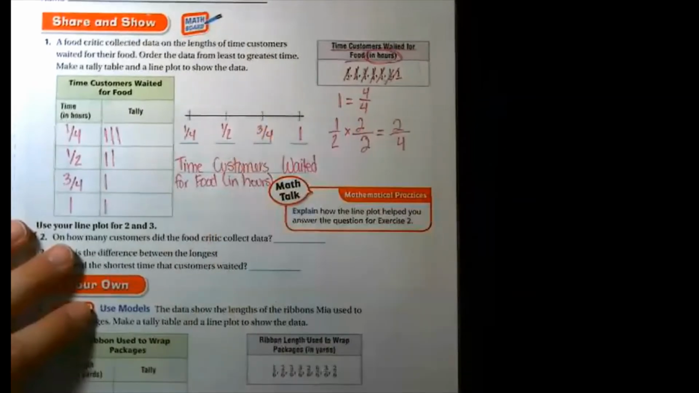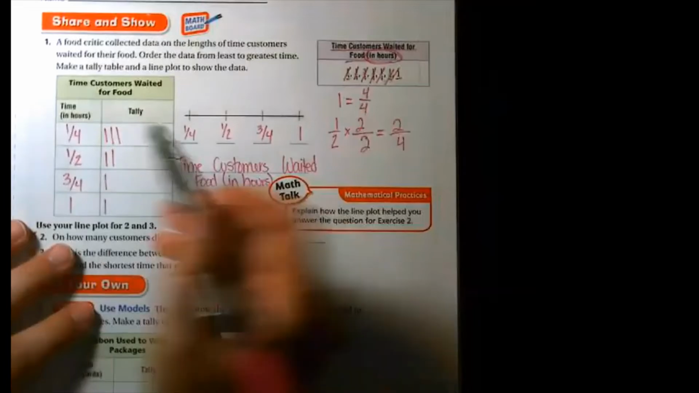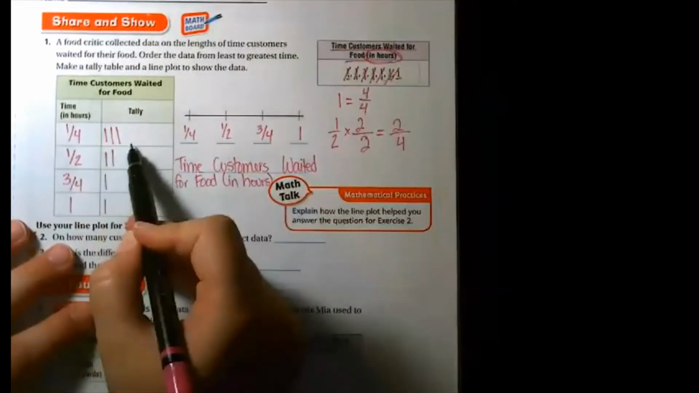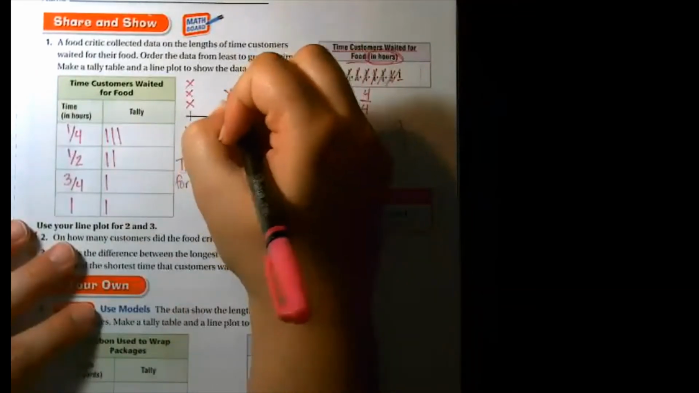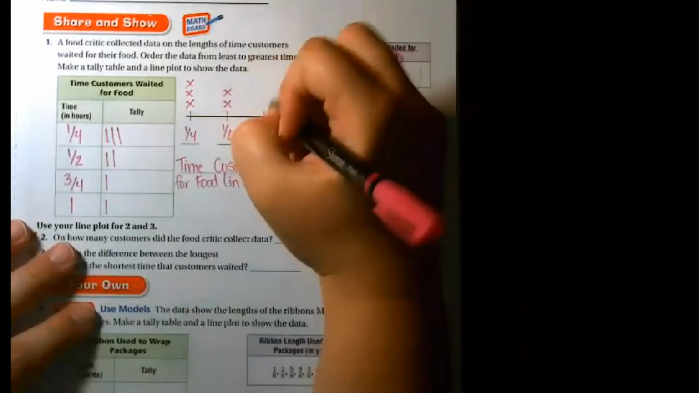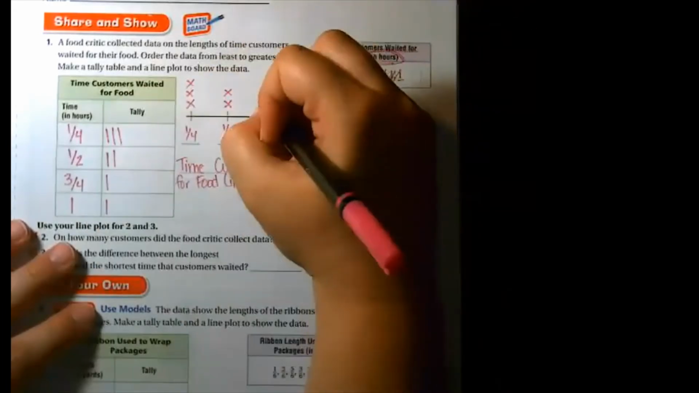Okay. And now I can take my tallies and make my X's up above. When I look at 1/4, I see 3 tallies, so I add in 3 X's. For my 1/2, I see, good, 2 tallies, so I need 2 X's. For my 3/4, I see how many tallies? Great, 1, so I only add 1 X.